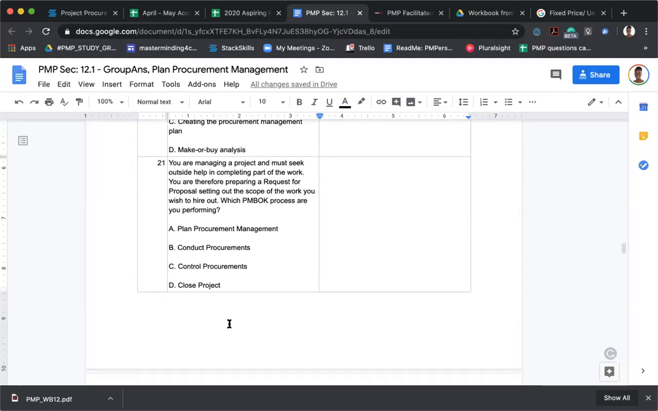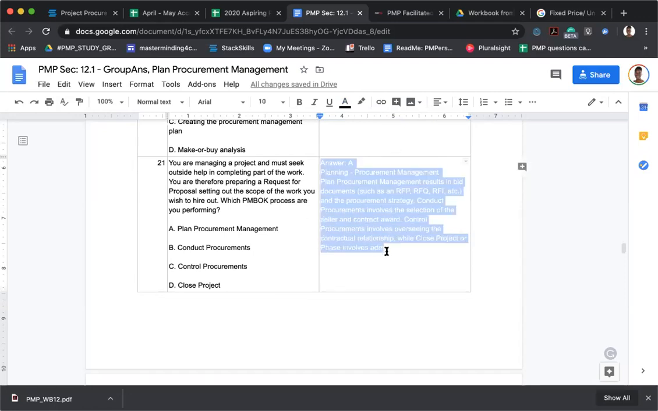Seema. You're managing a project and must seek outside help in completing part of the work. You're therefore preparing a request for a proposal, setting out the scope of the work you wish to hire out. Which PMBOK process are you performing? Plan procurement, conduct procurement, control, or close? Plan. I agree.